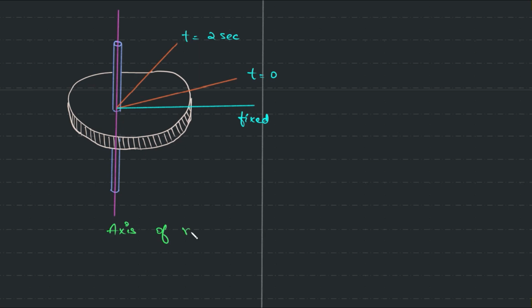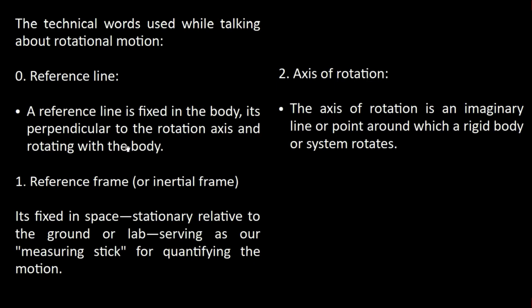Now let's look at the definitions per se. The reference line is fixed in a body. As and when the body moves, that also moves. It is perpendicular to the axis, and it rotates with the body. So let's look at the definition. The reference line is fixed in the body. It's perpendicular to the rotation axis and rotates with the body.